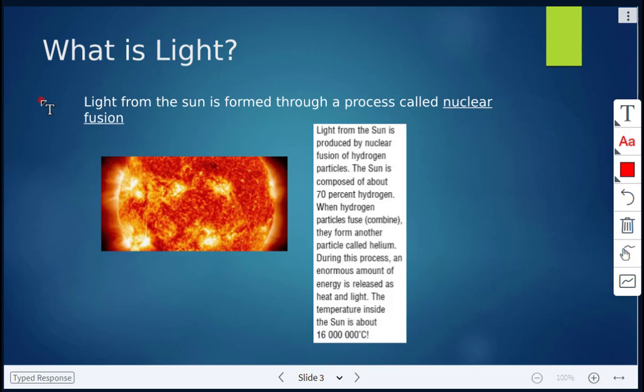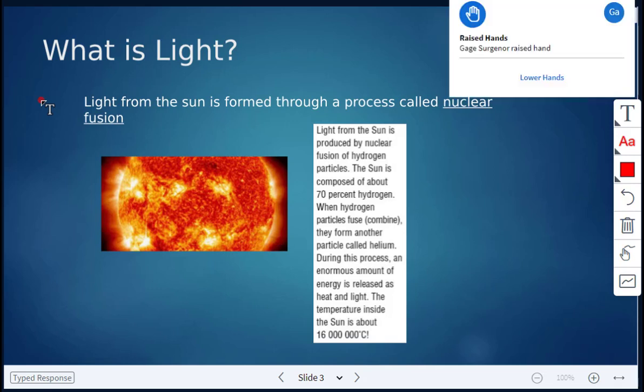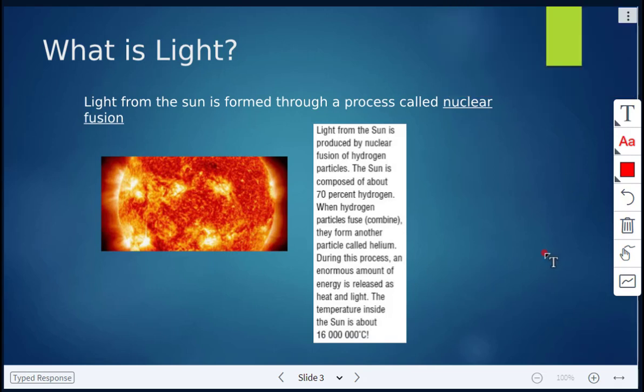It's formed through a process called nuclear fusion. All right, so it's the nuclear fusion of hydrogen particles. So the sun is made up of about 70% hydrogen, and when those hydrogen particles fuse or combine together, they form another particle that's called helium. And during that process, an enormous amount of energy gets released as heat as well as light. All right, and the temperature inside of the sun is about 16 million degrees Celsius.